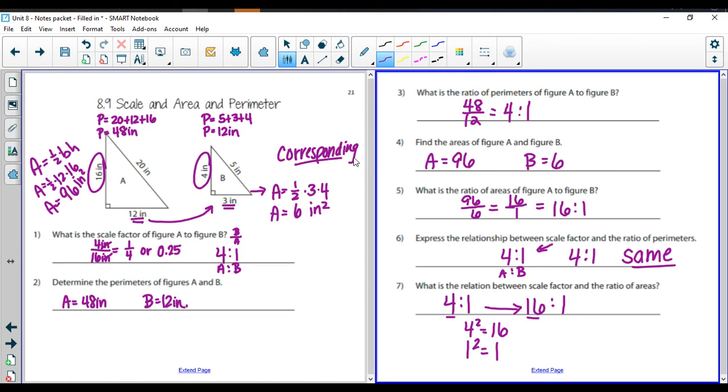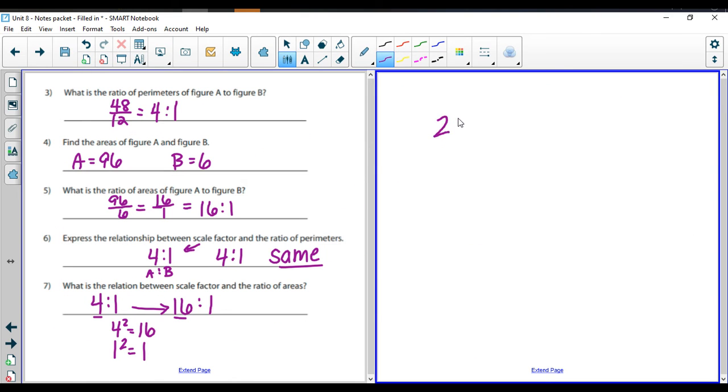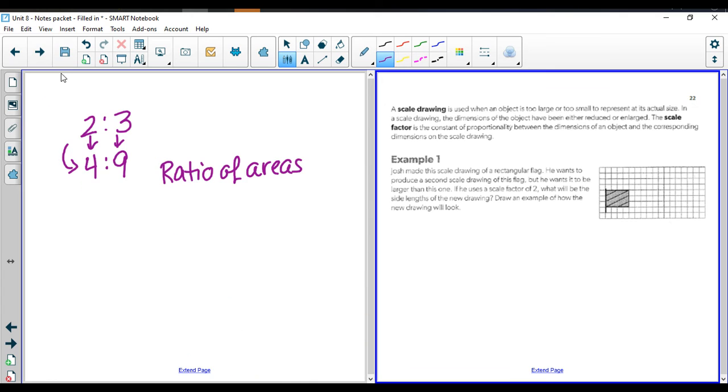So if our scale factor was something, for example, like 2 to 3, we would actually be able to say that the ratio of the areas would be 4 to 9, because we would have to square both of these parts in our ratios. So that's an important piece to understand. The ratio of the perimeters is going to be exactly the same as the scale factor because they're linear, one-dimensional, but the relationship between the scale factor and the areas is going to be a squared relationship. So you would take both parts and actually square them.